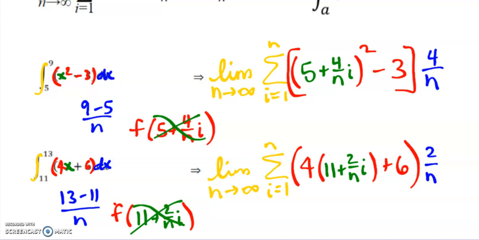All right, so this one we get the limit as n goes to infinity, summing from i equals 1 to n. Our function would have been 4x plus 6, so it's 4 times a plus b minus a over n i, plus 6, and then our width of each partition, or sorry, our width that's going to get us our infinite rectangles is 2 over n, because 13 minus 11. Hopefully that went okay for you guys.